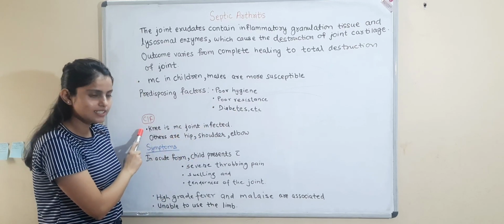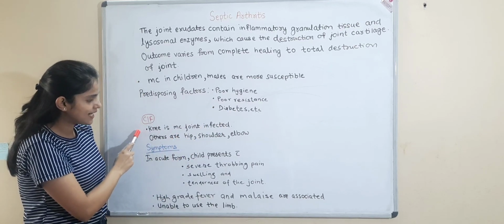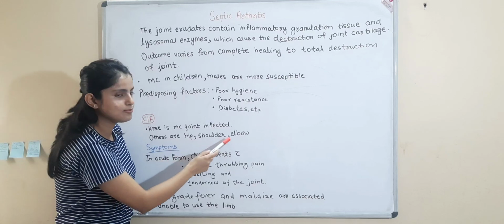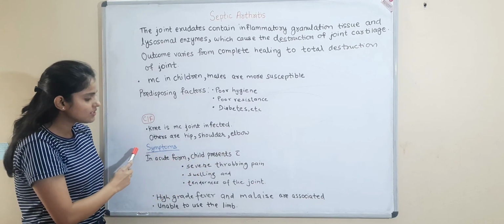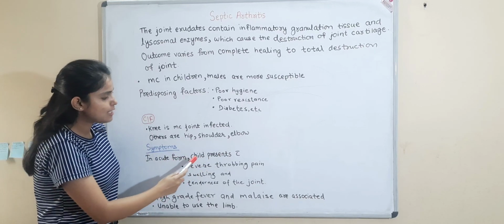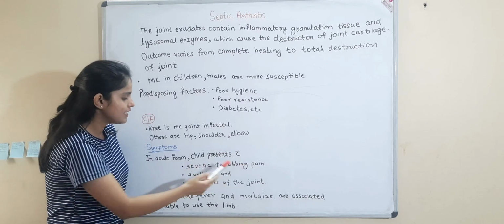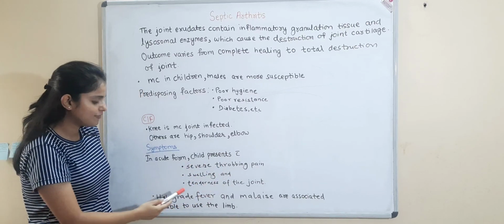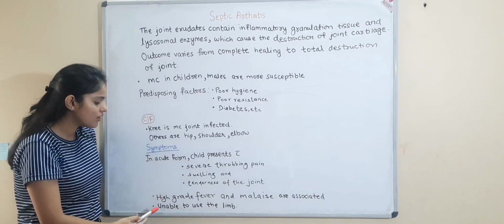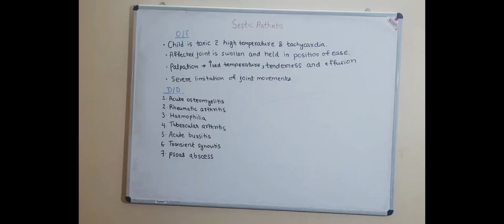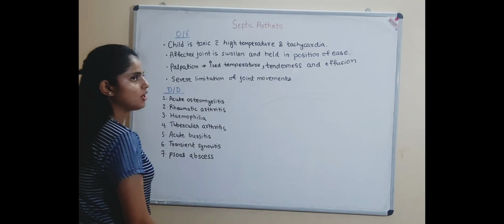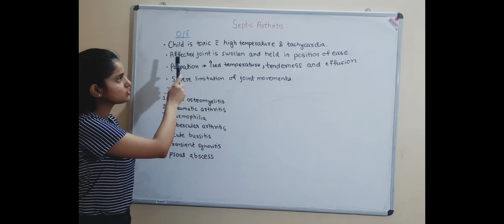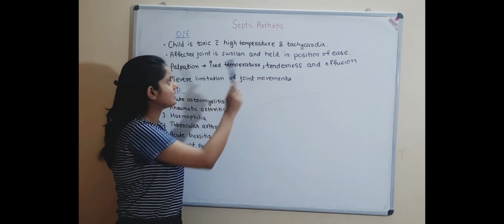On clinical features, the knee is the most commonly affected joint, and the hip joint, shoulder joint and elbow joint can also get affected. On symptoms, in the acute form, the child presents with severe throbbing pain, swelling and tenderness of the joint. It is also associated with high-grade fever and malaise, and the child is unable to use the affected limb. On examination, the child is toxic with high temperature and tachycardia.